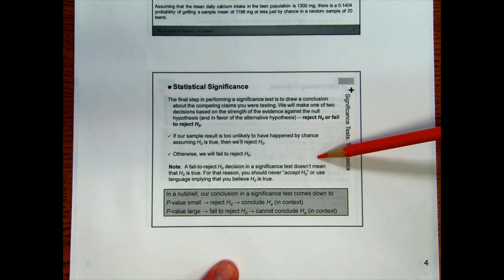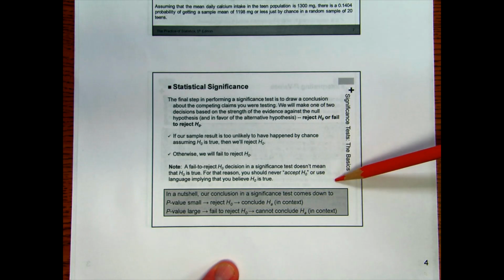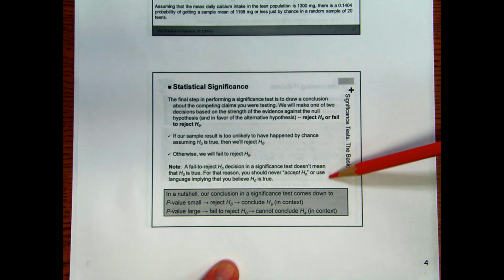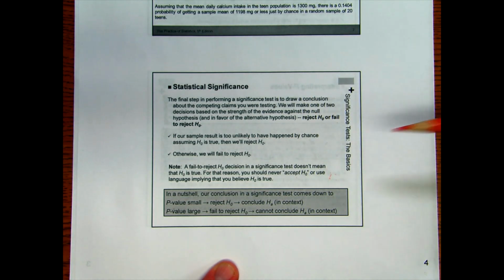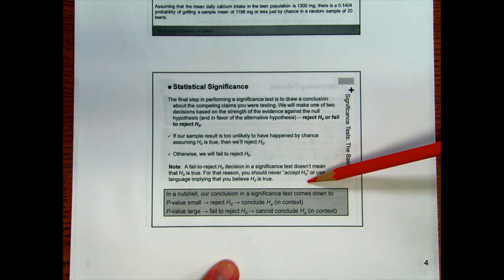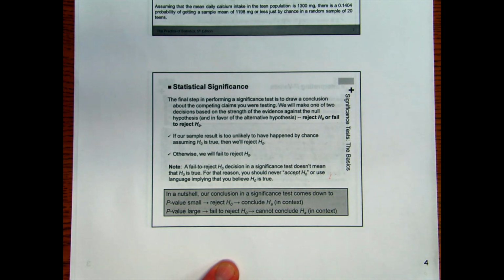A fail to reject Ho decision in a significance test doesn't mean that the Ho is true. For example, you should never accept your Ho or use language implying that the Ho is true. It's kind of like if you're tried for a crime and you're found not guilty, it doesn't necessarily mean that you're innocent. It just means that there wasn't enough evidence to convict you. So connecting that to this world right here, it doesn't necessarily mean we have enough evidence to accept the Ho, it means we don't have enough evidence to reject it.